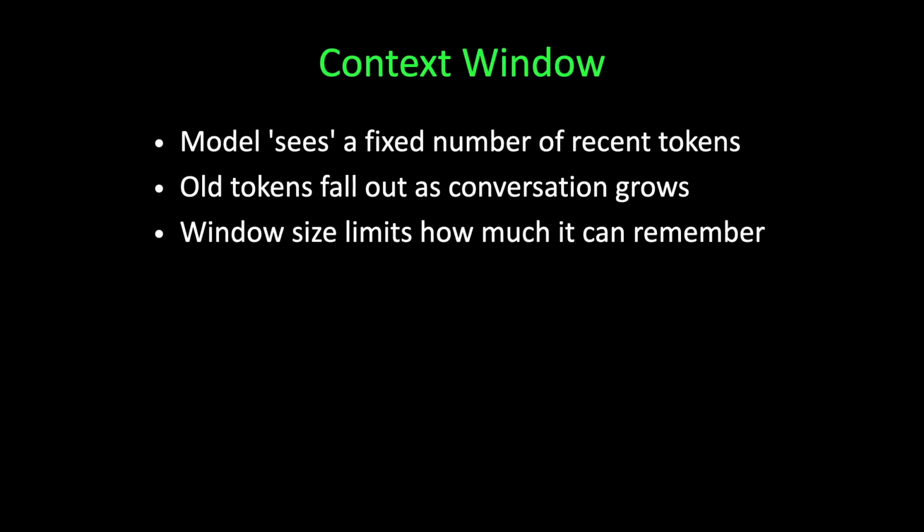Now let's talk about memory, the model's context window. Unlike a human, an LLM doesn't truly remember the entire conversation. It has a sliding window of recent tokens, perhaps 4,000, maybe 8,000, or maybe more in advanced models. Anything inside that window is fair game for prediction. Anything outside that window simply vanishes.